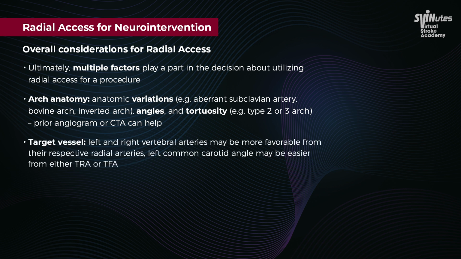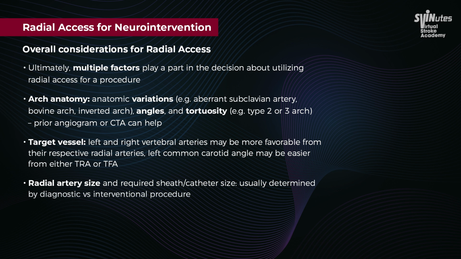In particular, access to the left and right vertebral arteries may be more favorable from their respective radial arteries, whereas the left common carotid angle may sometimes be easier from either transradial or transfemoral access. The size of the sheaths or catheters used for a certain procedure are usually determined by the radial artery size on ultrasound and the diagnostic or interventional nature of the procedure requiring different size devices. As mentioned earlier, the patient's antithrombotic regimen, single or dual antiplatelet therapy or anticoagulation, has to be taken into account.